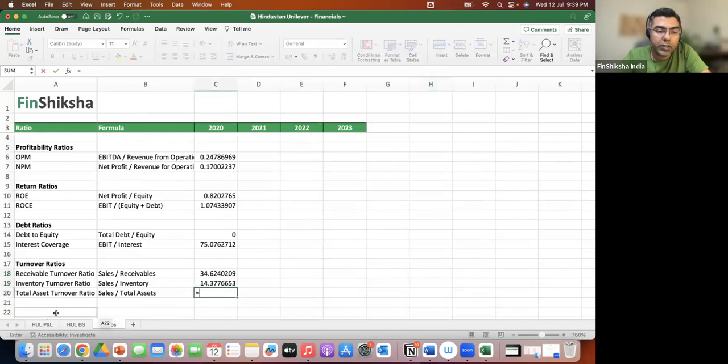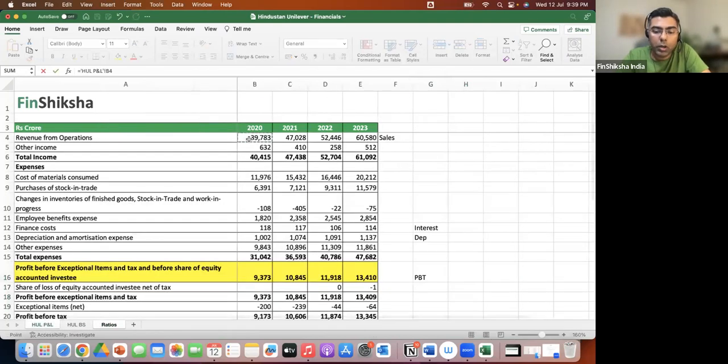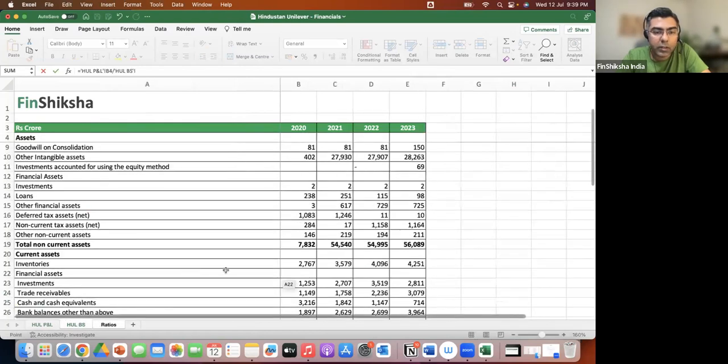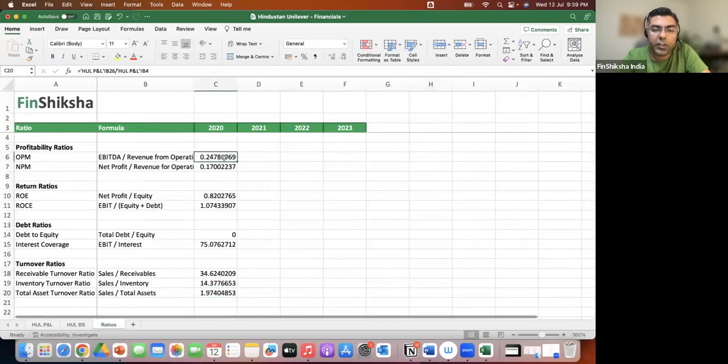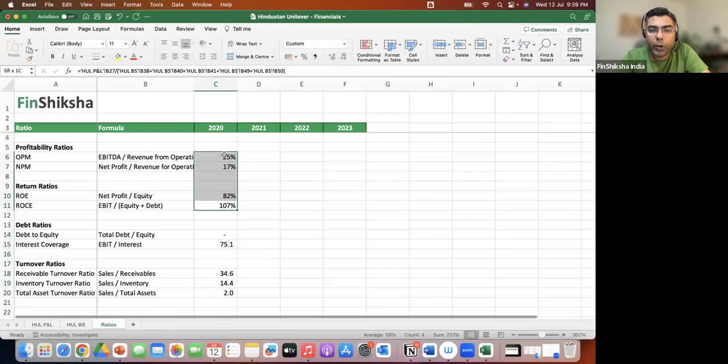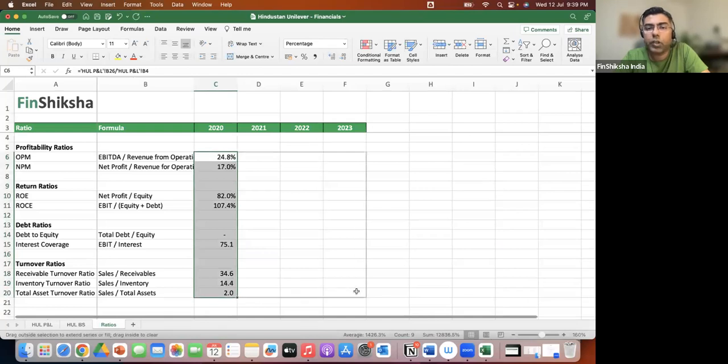Total asset turnover, sales upon total asset, non-current, current, total asset, right? Now look at something interesting. Let's first change the ones. The first 4 are represented in percentage terms, right? The others are represented in decimal terms. So I'll add 1 decimal point to all of them, right? Let's pull this on the right side and see what happens to the numbers.